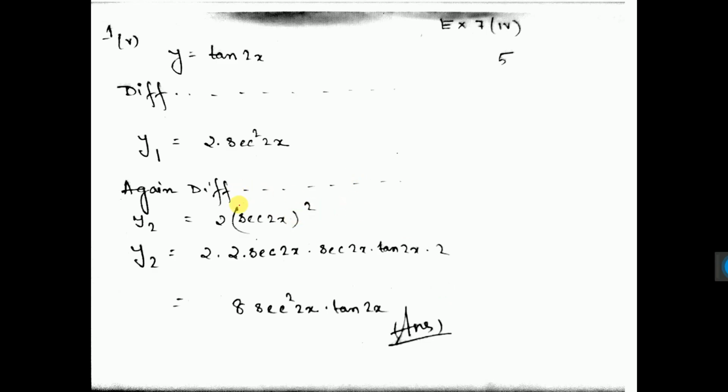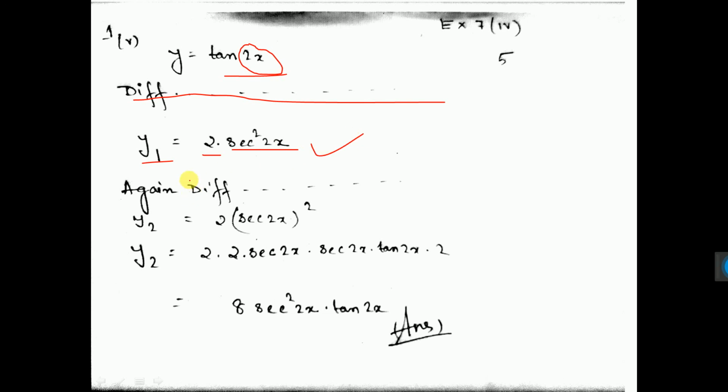Now y equals tan 2x. You have to do second order differentiation. Now differentiating both sides with respect to x, y1, that is first differentiation dy/dx, equals tan x differentiation, sec square x. Again d/dx of 2x, you will get 2. That 2 I have written in front. So this is first differentiation.